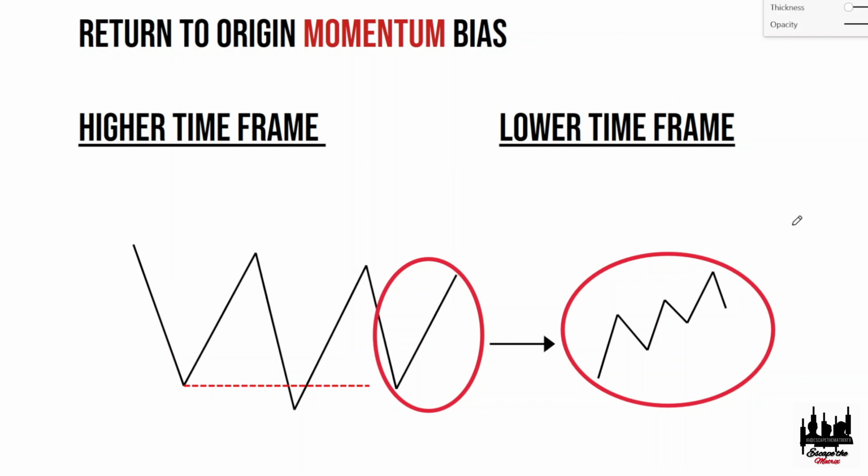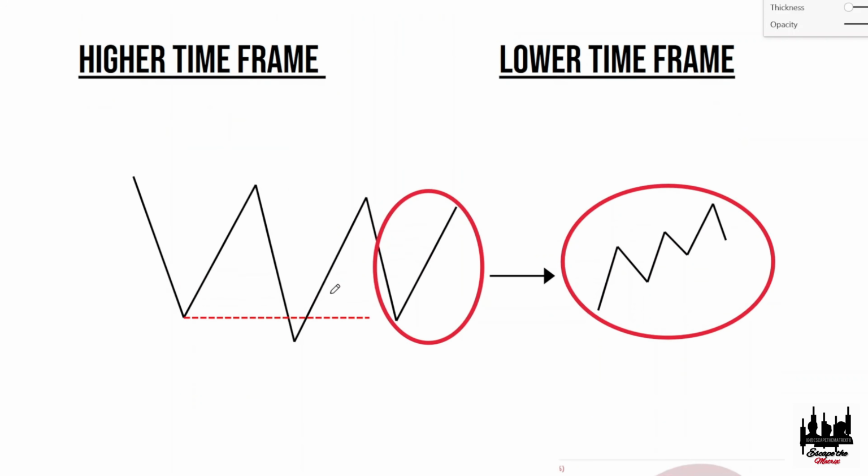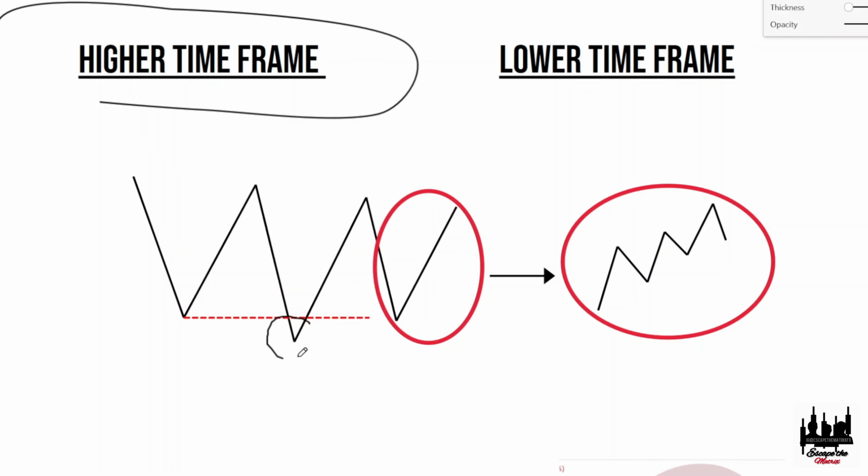Okay, so let's look at our return to origin momentum bias. So look at it like this. On a higher time frame, right? You're looking for a stop hunt. Once the stop hunt takes the liquidity, price expands. So when price comes back to this level, this is the origin, right? So a reaction from here would be a return to origin. And once price reacts from this area, you get an expansion.